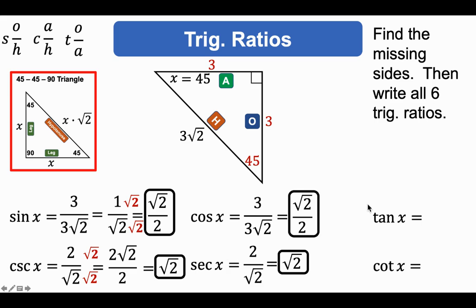Okay, tangent is opposite over adjacent, so 3 over 3. TOA, 3 over 3. 3 divided by 3 is a 1. 1 flipped over is 1 over 1, which is a 1. And there you go. All right.